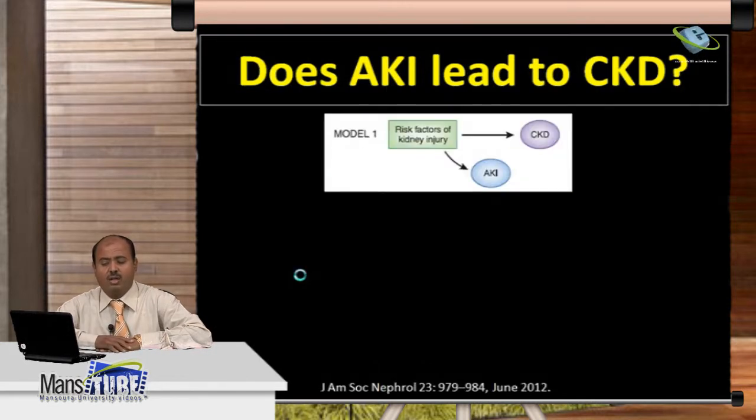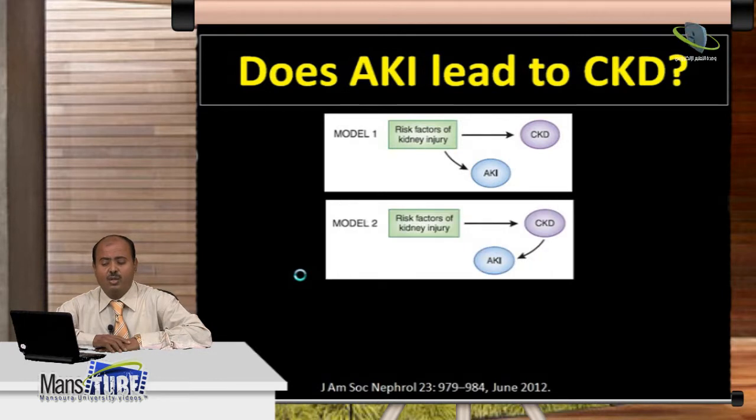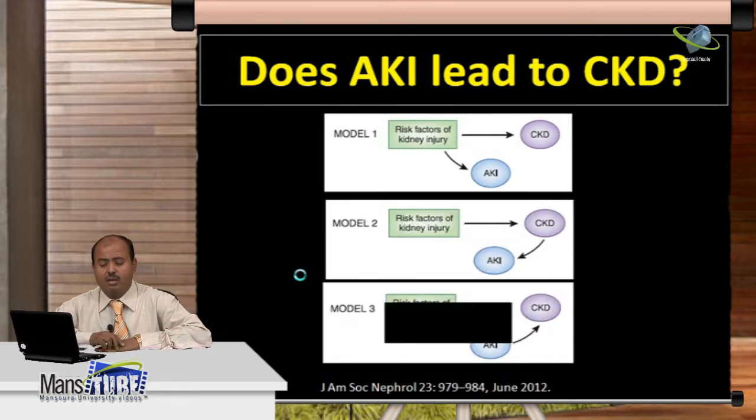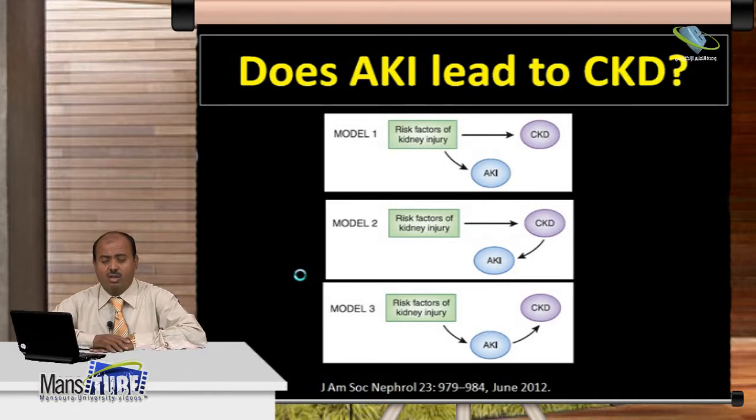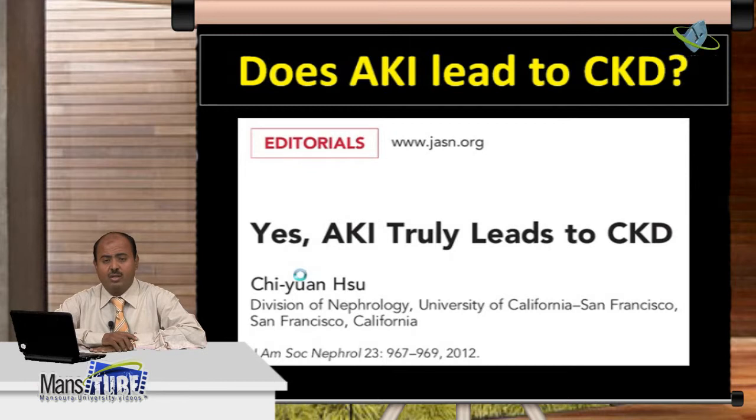And they put a model: either risk factors like diabetes, etc. lead to both acute kidney injury and chronic kidney disease, or the patient with chronic kidney disease develops acute kidney injury, or the risk factor leads to acute kidney injury followed by chronic kidney disease. So these are the models extrapolated from this study. However, the editorial comment said that it is yes and yes, acute kidney injury truly leads to chronic kidney disease.